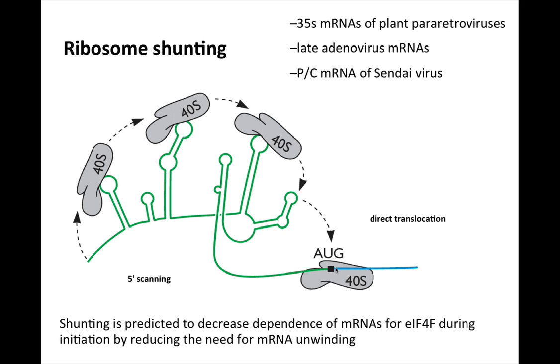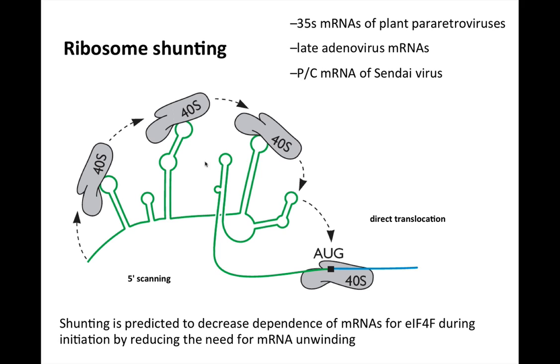And this ribosome shunting has been found in the mRNAs of a number of different viruses, as you can see here, and hasn't yet been discovered, to my knowledge, in cellular mRNAs. Could be wrong there, but I'm sure it will be.